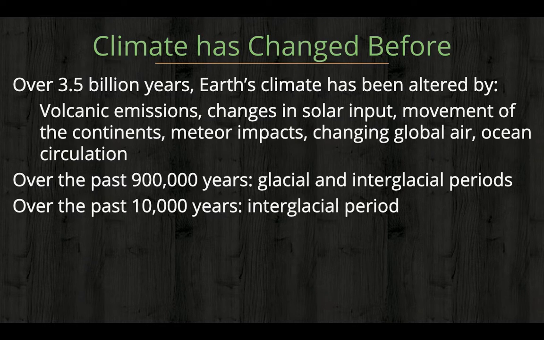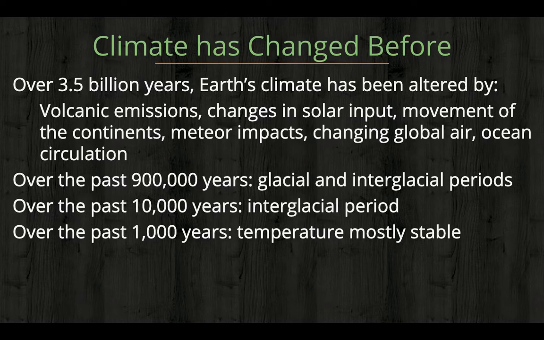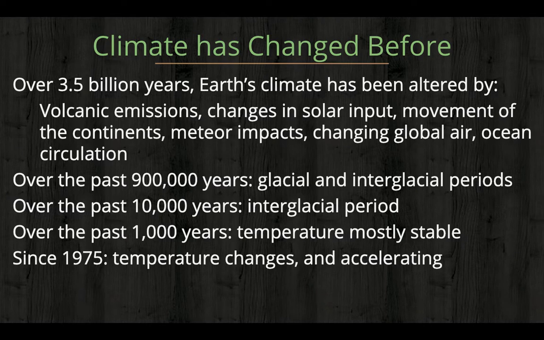If we zoom in even more, look at the past 10,000 years, and you're getting into modern human history. This was an interglacial period. So the temperature records show that this was a period where it's normally a little bit warmer. It's supposed to be a little warmer. The glaciers are retreating. But if you zoom in even more, in the past just 1,000 to 2,000 years, the temperature was mostly stable. But since around 1975, there have been significant temperature changes, and those changes are accelerating.